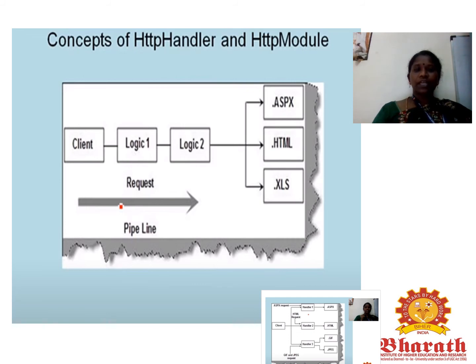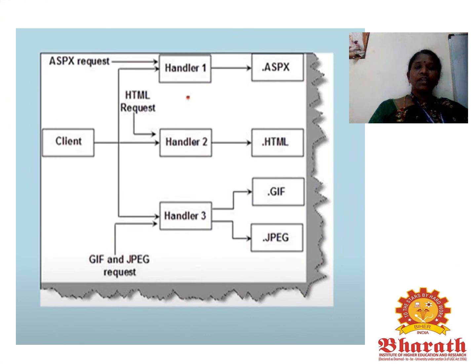This is a simple diagram of the concept of HTTP handlers and HTTP modules. In the HTTP handler, first the client sends some message to the server. In that message there may be ASPX, HTML or XLS files. In between, requests pass through logic 1 and logic 2 through the pipeline. So first the client sends some message to the server. That message will move to handler 1, handler 2, handler 3. Any handler we can use.